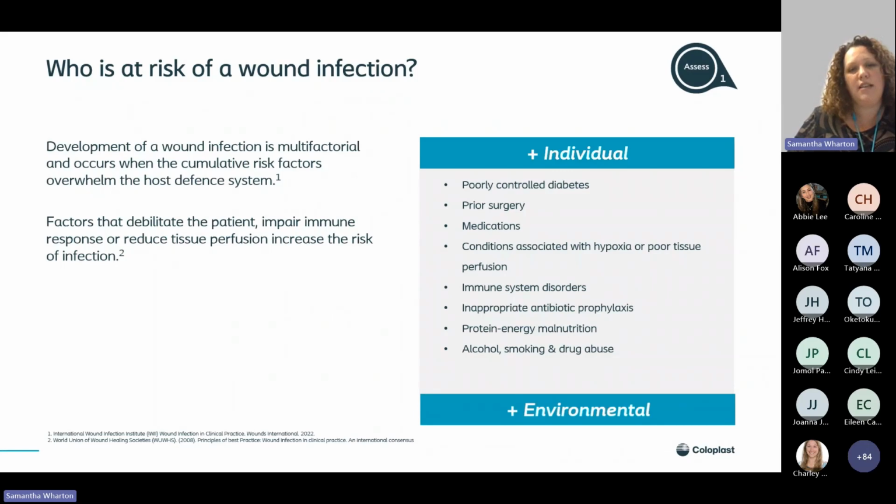What medications they're taking can also put them at more risk. If they're immunosuppressed or on cytotoxic medications, they're going to be a lot more at risk of wound infection. Alcohol, smoking and drug abuse will also put patients at more risk. Nutrition, either over-nutrition or under-nutrition, they'll be more prone to risk of wound infection.